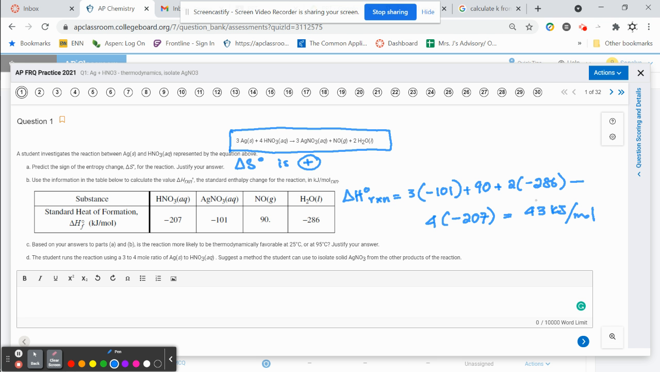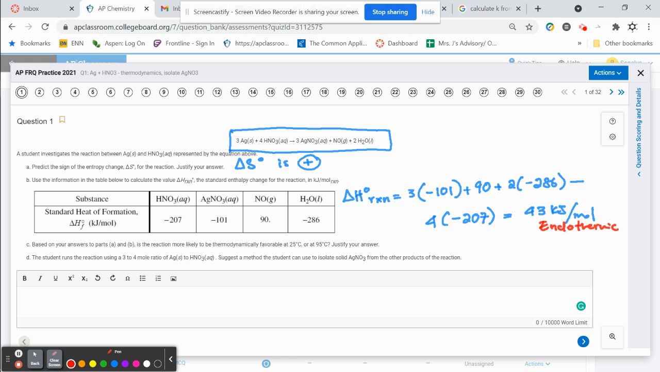All right, then based on your answers to parts A and B, is the reaction more likely to be thermodynamically favorable at 25 degrees or at 95 degrees? So this reaction is endothermic, right? So it requires the input of thermal energy, more thermal energy than is released when products are formed. However, the delta S is positive.